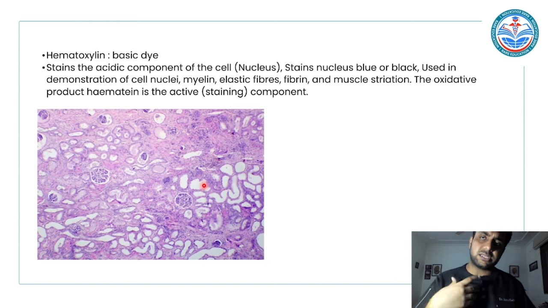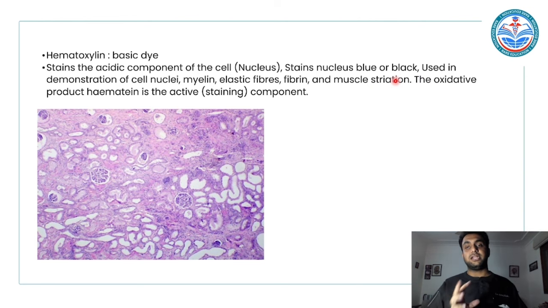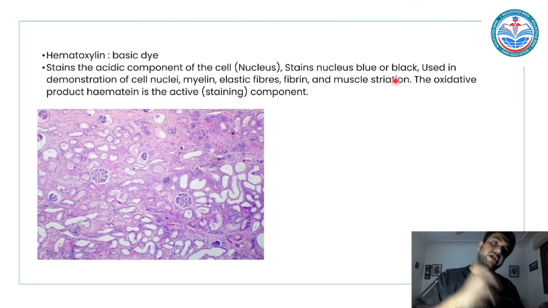And just as extra information, hematoxylin stains are used for demonstration of cell nuclei as well as for myelin. So myelin, hyaline, there are different kinds of materials in the human body. Just remember, if you can, myelin, elastic fibers, fibrin, muscle striations, and other substances. The oxidative product of hematoxylin, called hematin, is the active staining component.